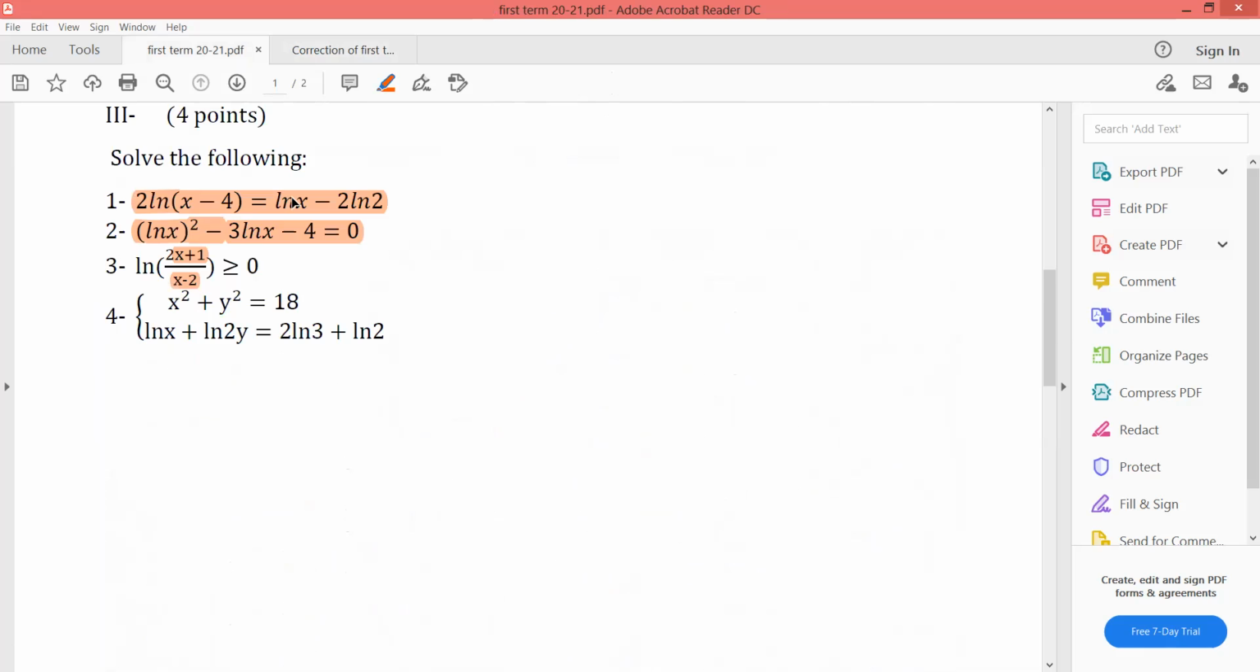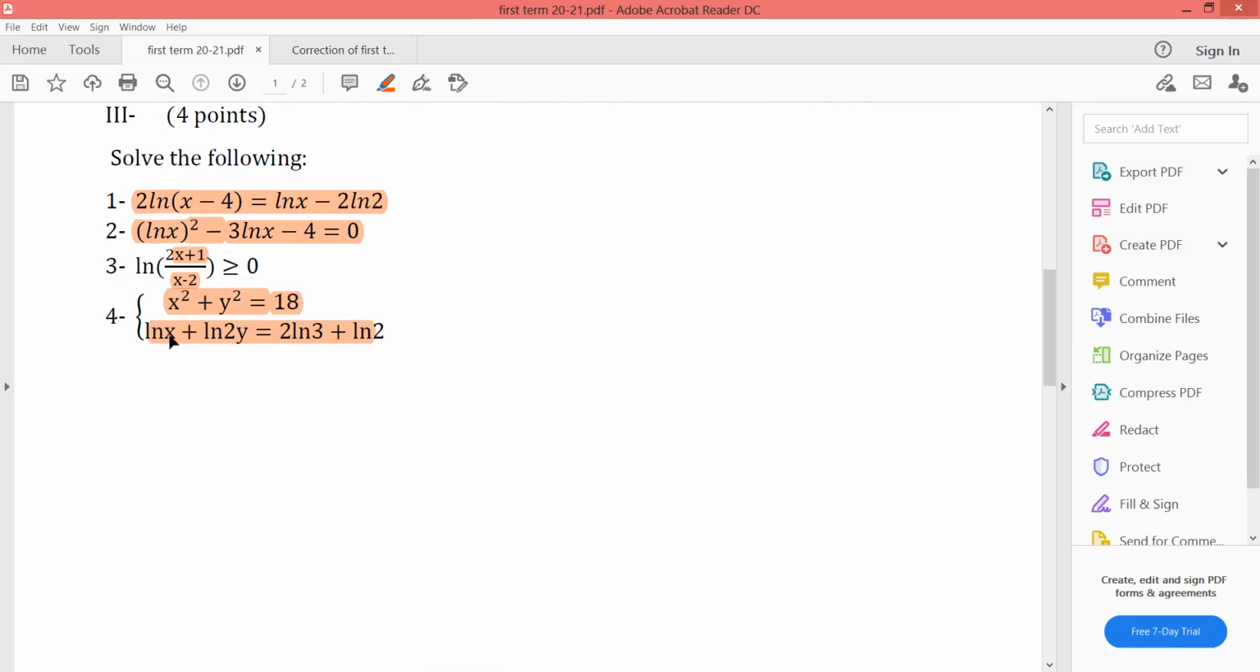Now we have to solve this system of inequalities. The first equation has no ln. It is independent of ln, while the second equation is dependent on ln. So I have to remove ln. First, stating the domain: x is positive, y is positive. Everything inside ln should be positive, so x is positive, y is positive.